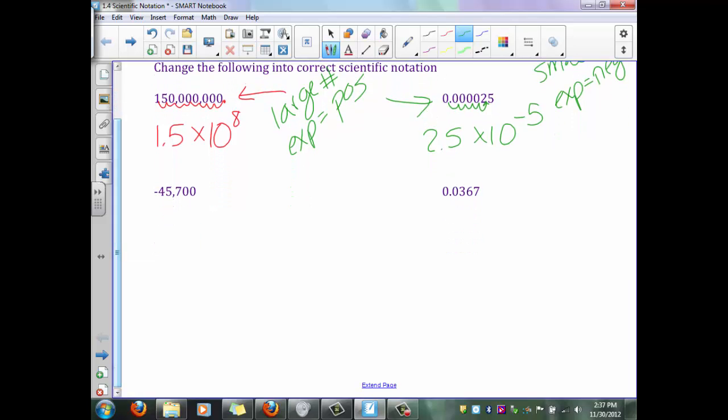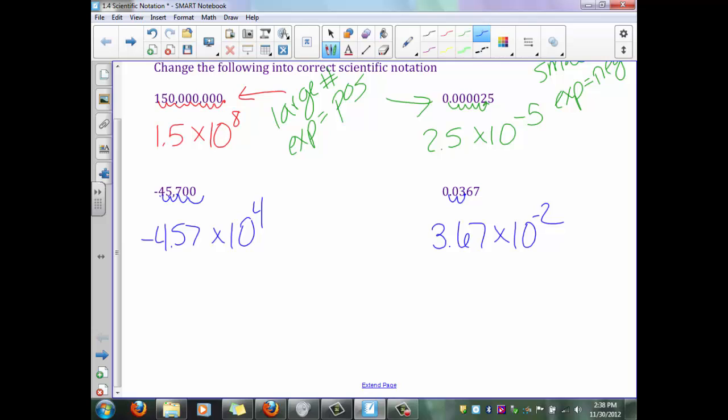So our next one, we've got negative 45,700. So our decimal place still is going to move. So we'll have negative 4.57 times 10, and we moved it 1, 2, 3, 4. And it was a large number, so positive 4. Over here, we want our decimal place to end up here. So we move it 1, 2. So we'll have 3.67 times 10 to the negative second.